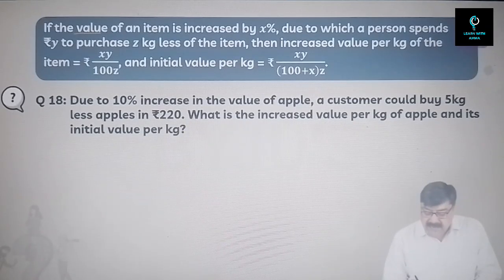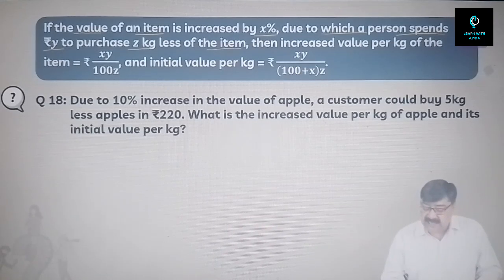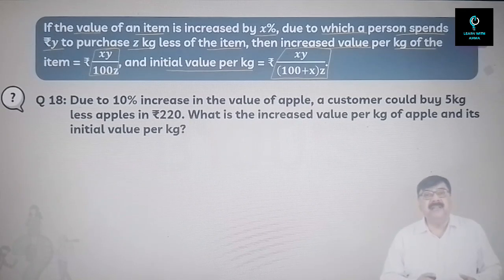Now, if the value of an item is increased by X%, due to which a person spends rupees Y to purchase Z kg less of the item, then increased value per kg of the item shall be given by the formula XY by 100Z, and initial value per kg shall be found out by using the formula XY by 100 plus X into Z. Now let us have a look at this question and understand how we can apply these formulas.